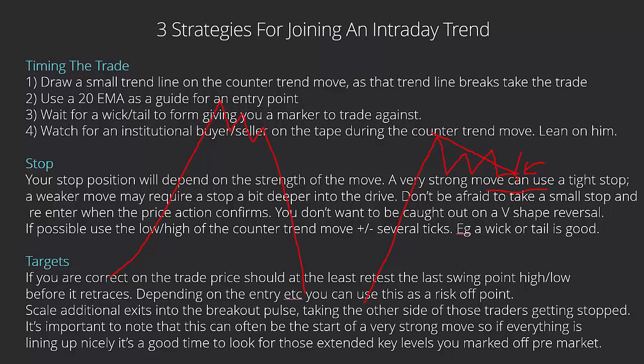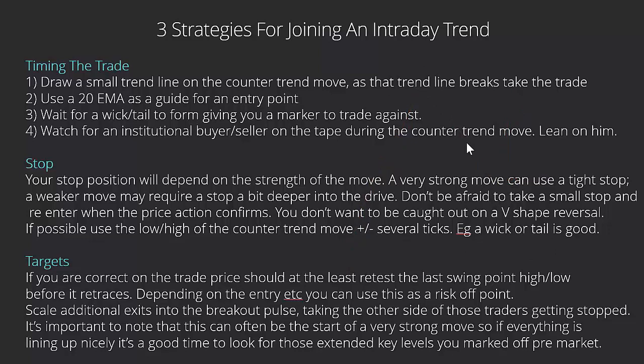I always use the low or high of the counter trend move plus or minus a few ticks as my stop. That's why a wick or a tail is so good, because when you get that move back up in the direction of the trend after the counter trend move, you can use that low to lean on as your obvious stop position, and definitely always come out of it and look to reassess. You don't want to be caught out in that V-shaped reversal, as I say. So always recognizing that it's important to manage the risk.